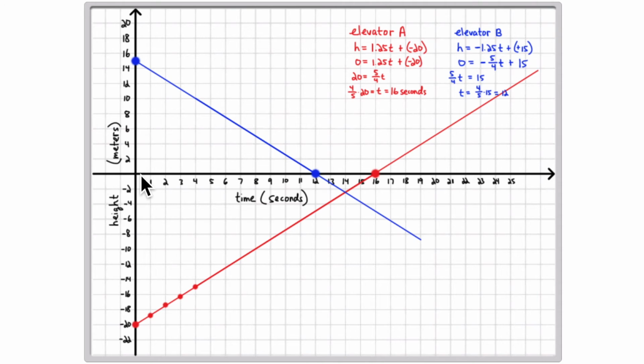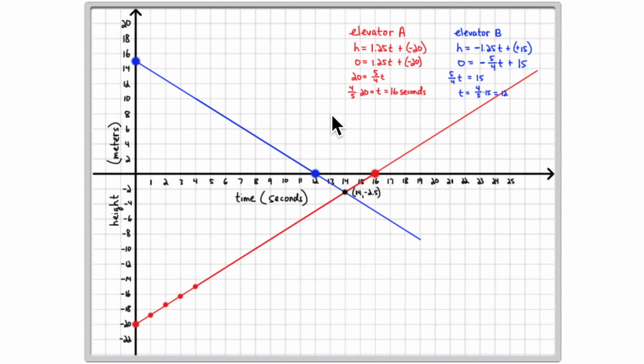So at height 0 meters, ground floor, it takes elevator B 12 seconds to get there. That's this 12 seconds right here. This is the calculation to figure out when these 2 elevators are at the same height. When do they pass each other as elevator B descends and as elevator A ascends, goes up?